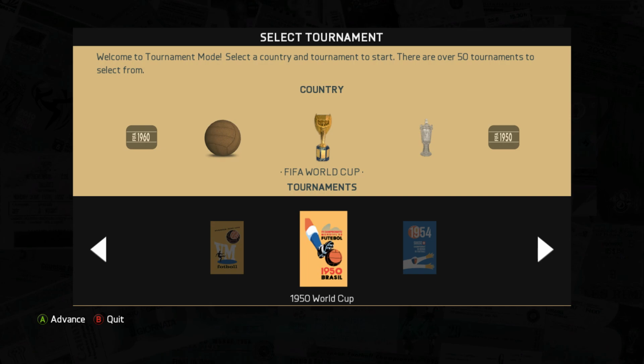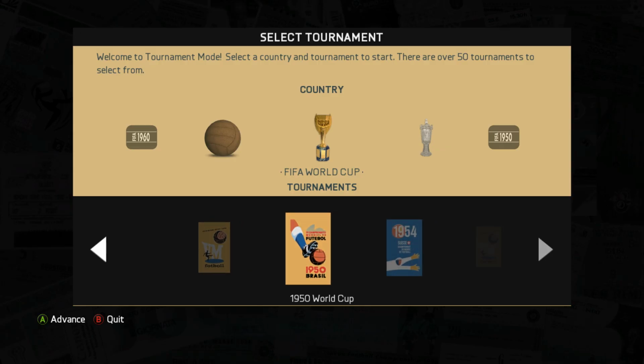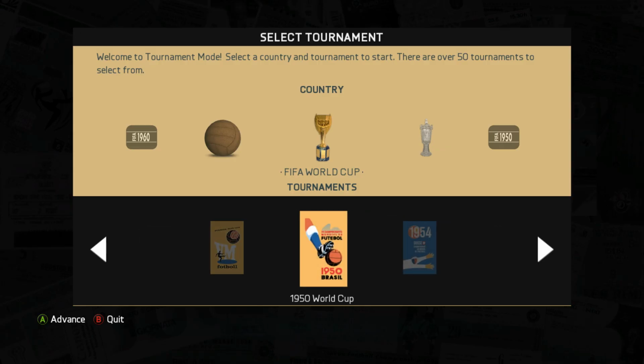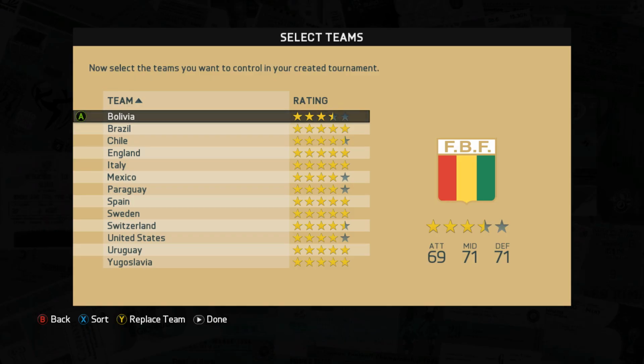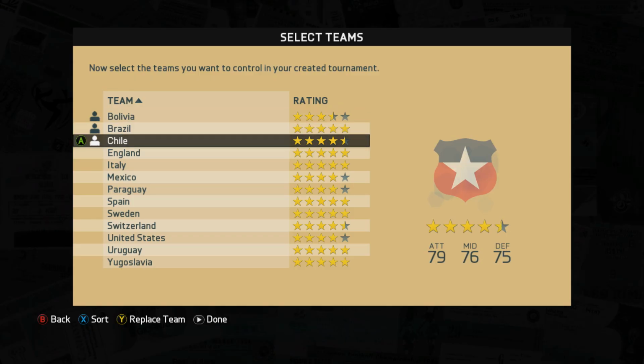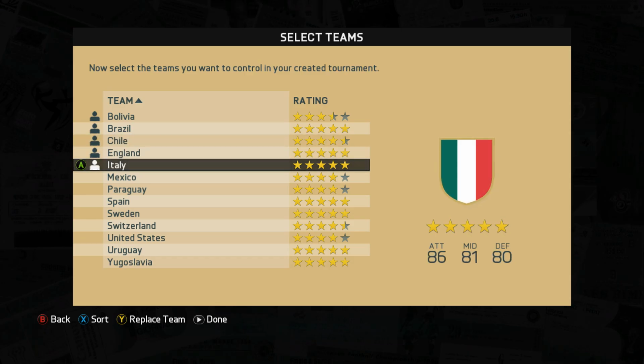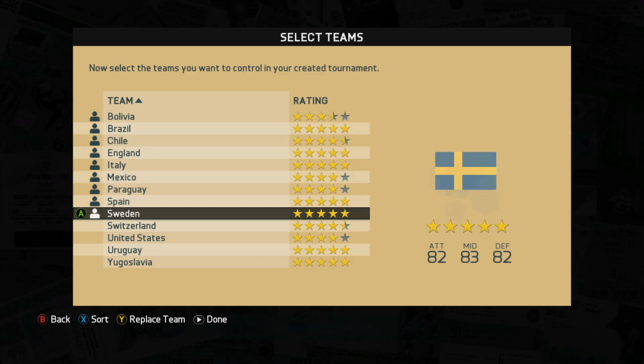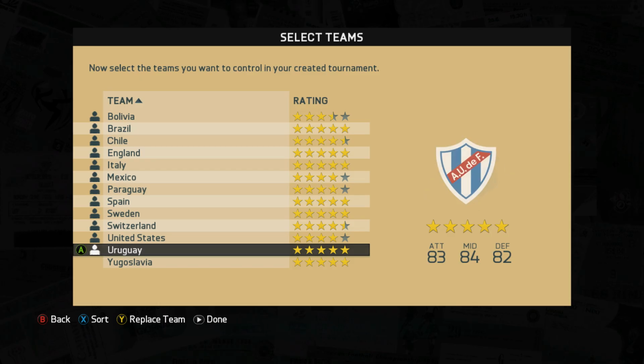And welcome to the 1950s decade of the World Cup. Yep, I've switched decades now. It's 1950, and go 1950s, 54, 58 World Cups every 4 years. So participating in 1950 was Bolivia, Brazil, Chile, England for the first time, Italy, Mexico, Paraguay, Sweden, Spain, Switzerland, United States, Uruguay, Yugoslavia.